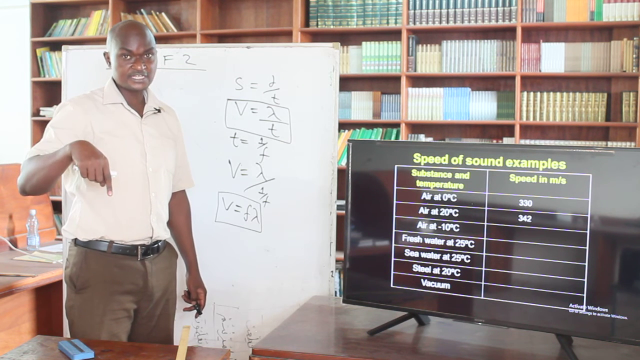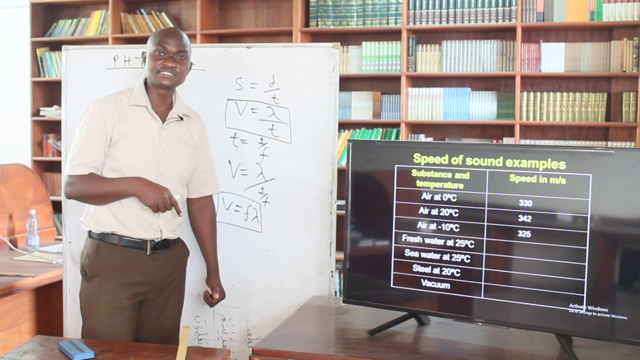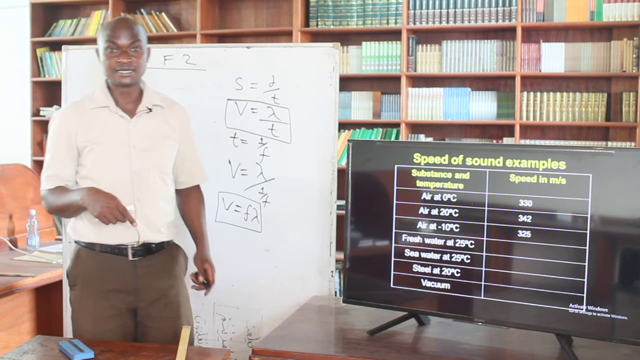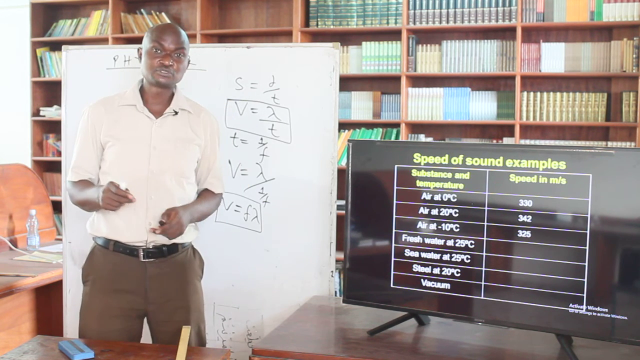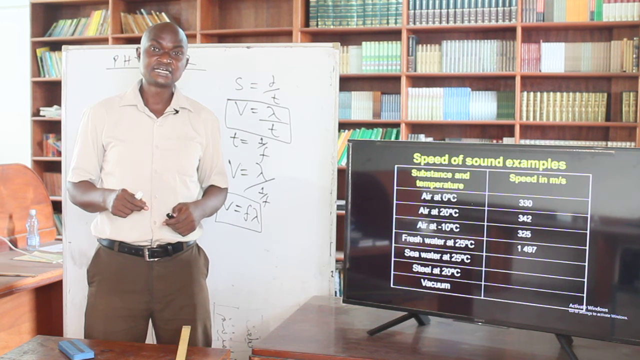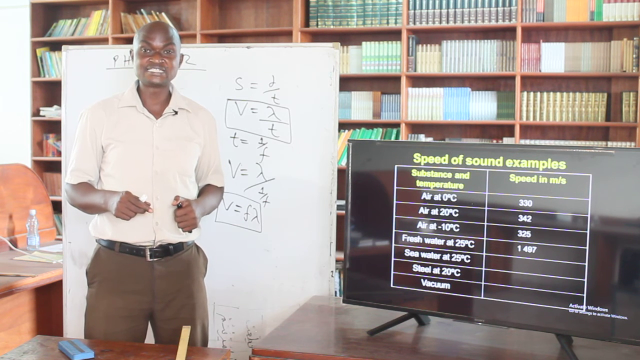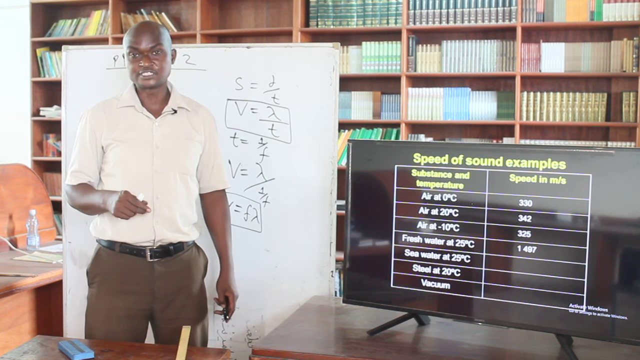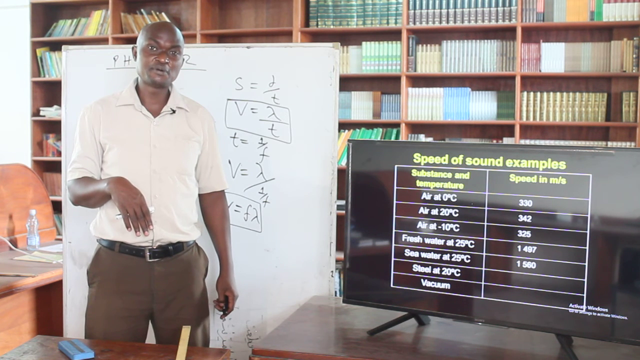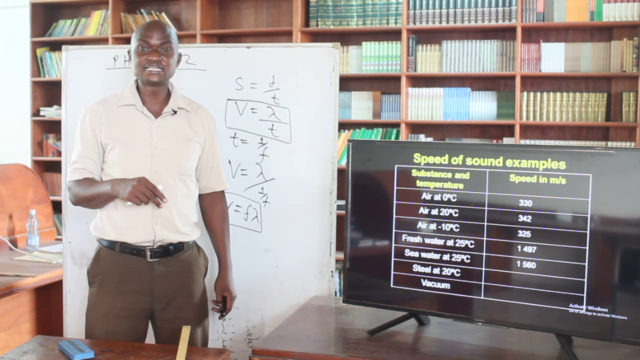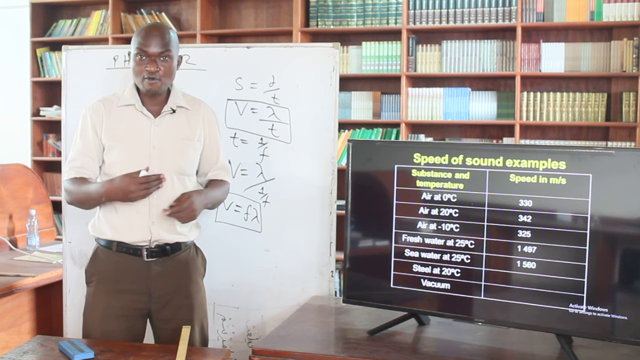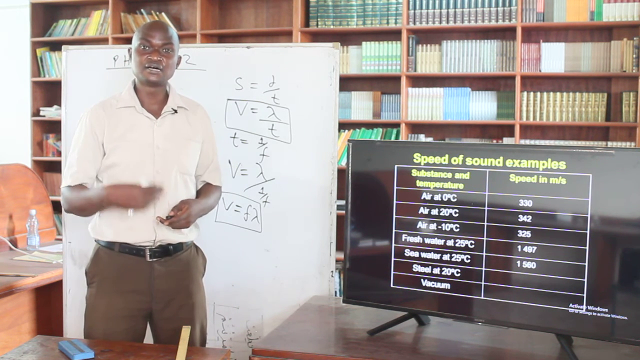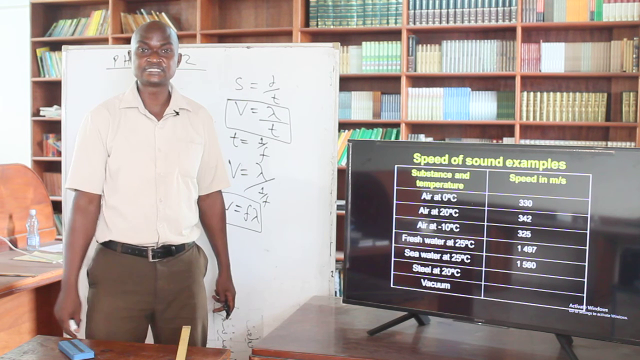If you were to lower the temperature to minus 10 degrees Celsius, it will be lower, about 325 meters per second. What about in water? Fresh water at about 25 degrees Celsius, the speed is 1,497 meters per second. If you use seawater, which is a different medium, the speed will be about 1,560 meters per second, because there are more particles, dissolved solids. The more particles you have, the more vibration you have, and so the speed will be increased.